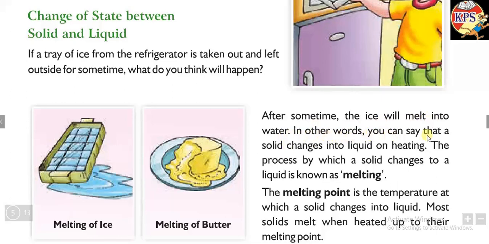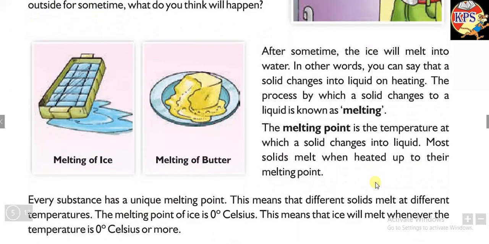In other words, you can say that a solid changes into liquid on heating. Any solid can be changed into liquid on heating at different temperatures. The process by which a solid changes to a liquid is known as melting. The melting point is the temperature at which a solid changes into a liquid. Most solids melt when heated up to their melting point. All solid objects have their own melting point.